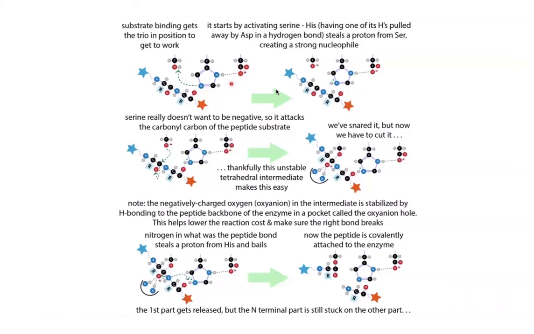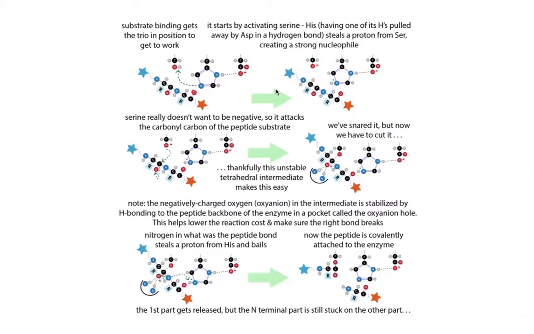In this form, it can hydrogen bond with one of the amines in the histidine. By forming this hydrogen bond, when the histidine gets protonated, it's better able to stabilize that charge. It has this negative charge that can help stabilize this protonated form. And so the histidine is then going to be able to take that proton. Once it has taken the proton, now you've got a strong negative, a strong nucleophile. That serine really doesn't want to be negative, so it's going to attack that carbonyl carbon.